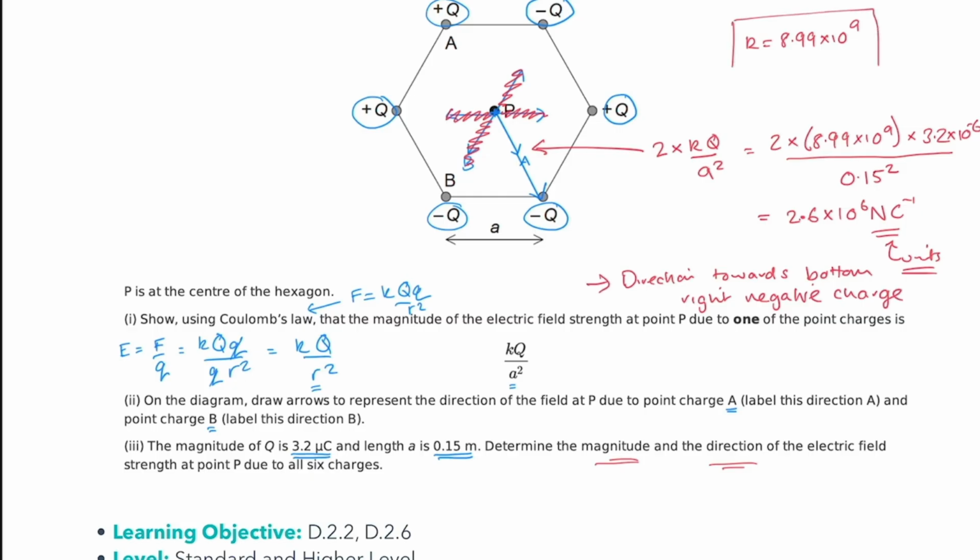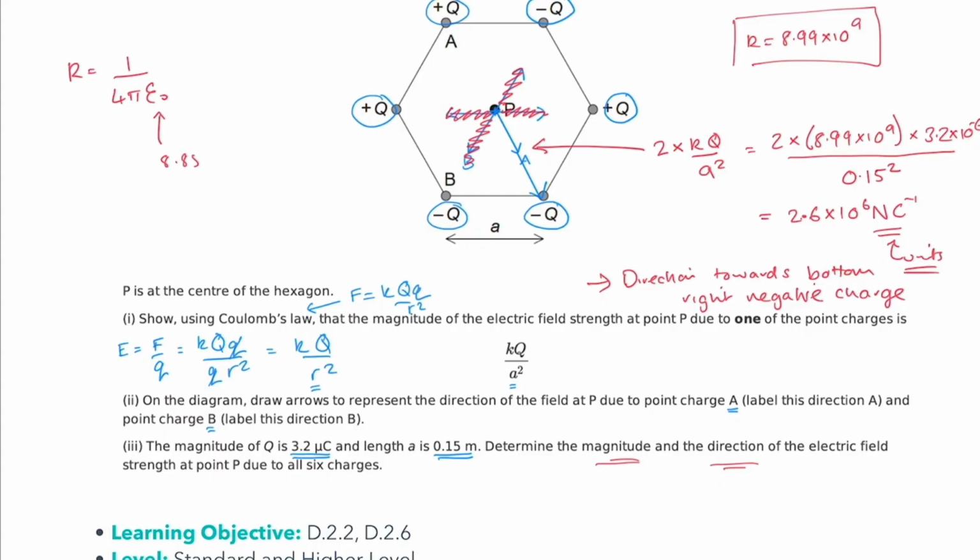Now, why did I say K is 8.99 times 10 to the 9 and just leave it at that? Well, K is actually equal to 1 over 4 pi epsilon naught. And epsilon naught is the permittivity of free space. 4 pi is just a number. The permittivity of free space is given as 8.85 times 10 to the minus 12. And there's loads of units in here. Let me see if I can remember. C squared, N to the minus 1, meters to the minus 2. That is what the permittivity of free space is. And it's how easily fields can travel through free space in its simplest form.